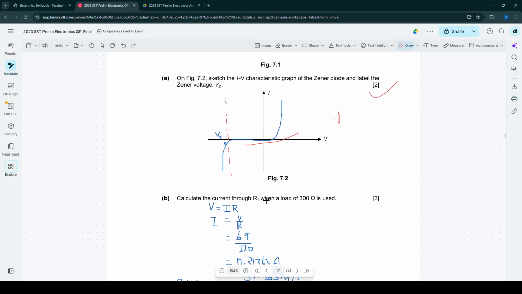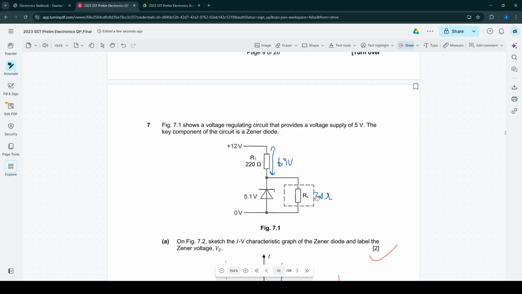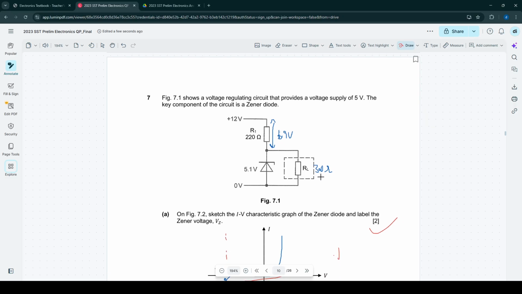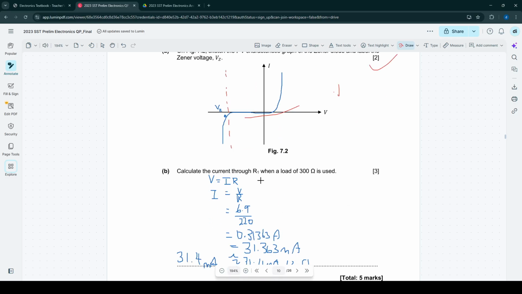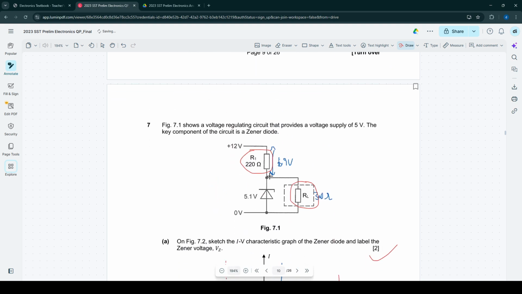Calculate the current through R1 when a load of 300 ohms is used. So that means this is 300 ohms, and then we want the current through here. First thing I've done is I equals V over R. So we just need the resistance of the resistor, which we have, and we need the voltage across that resistor, which we don't have.